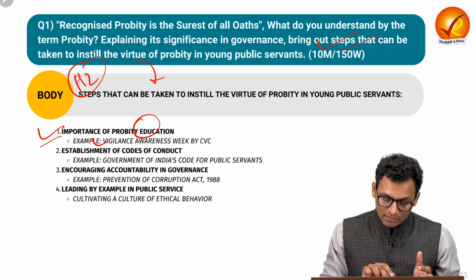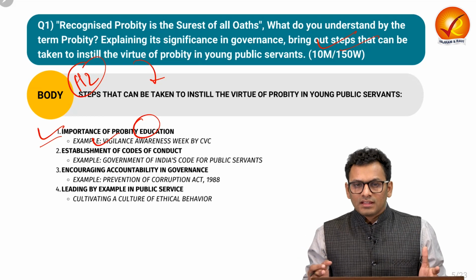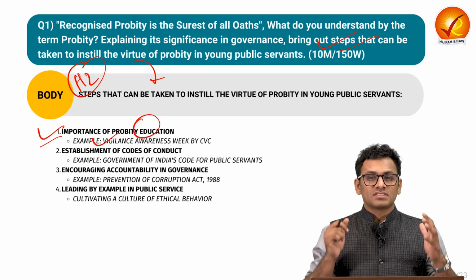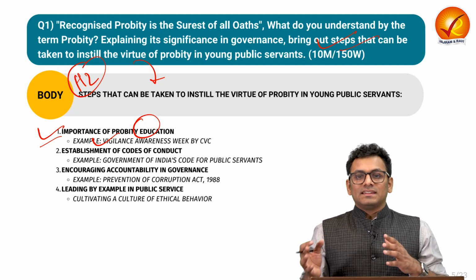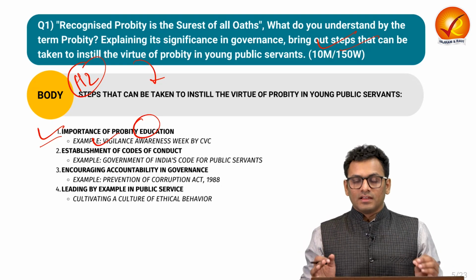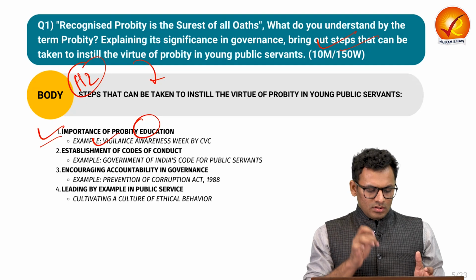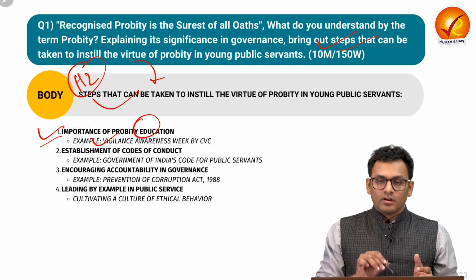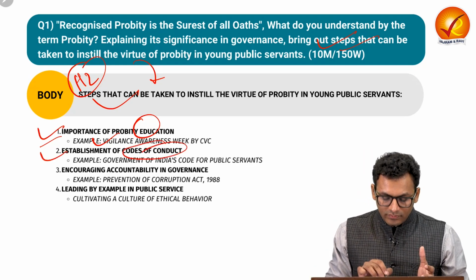We have seen certain examples such as Vigilance Awareness Week by CVC. This kind of recurring event held by the organization can help not just with awareness but also with the practice, how to practice those values in the system, as in the simulation of the same. So the importance of probity education is a primary step that needs to be taken. The second is establishment of a code of conduct.